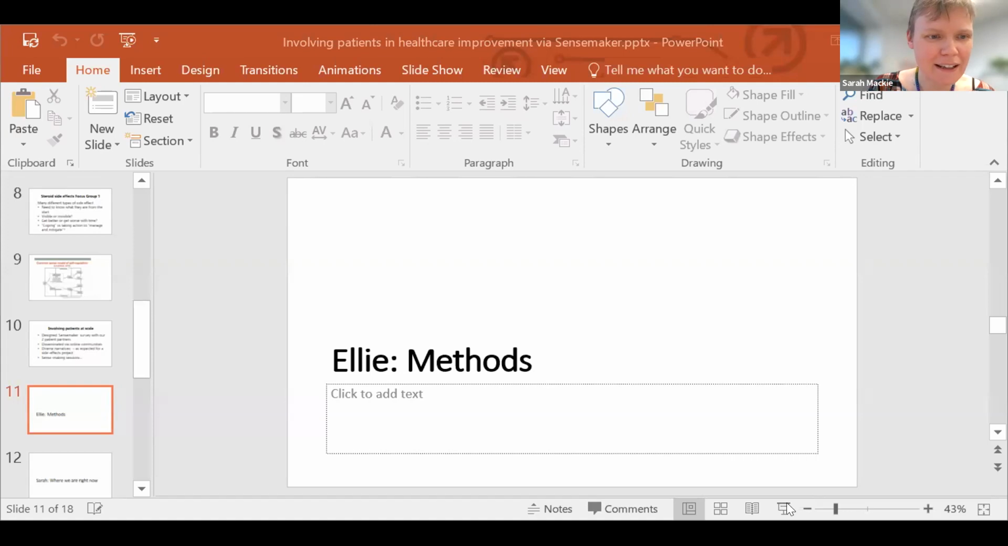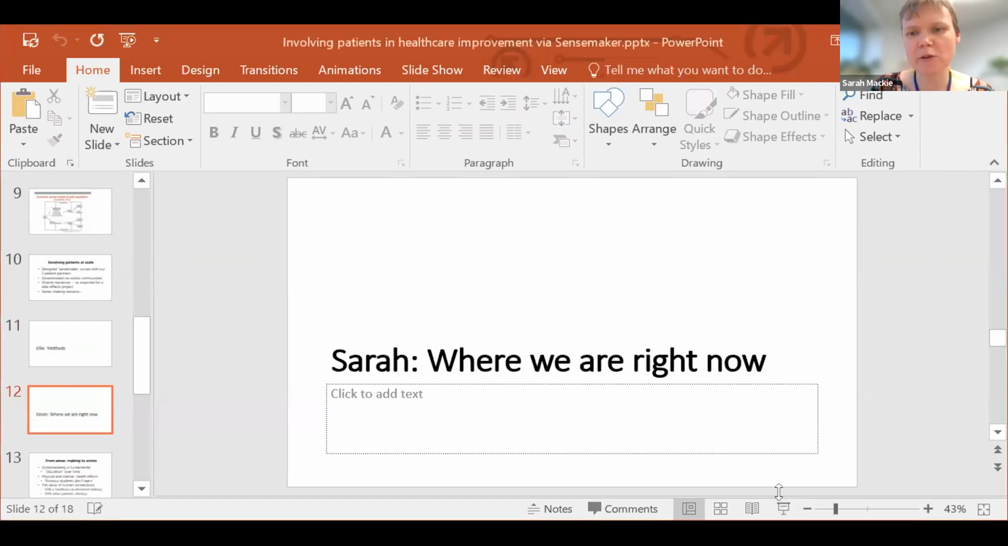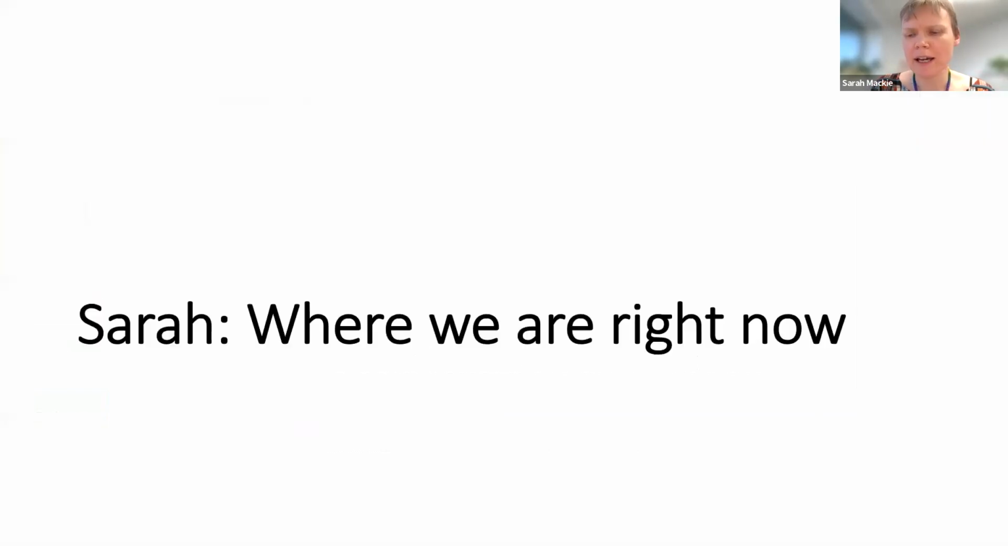So we've done Ellie, and now I'm just going to briefly talk about where we are right now, and then we'll maybe go into either one big discussion room if we don't have many people, or we could split into two breakout rooms. And I'm not sure how many participants are on the call at the moment, so I'll just leave that to Joriam to decide what we do.